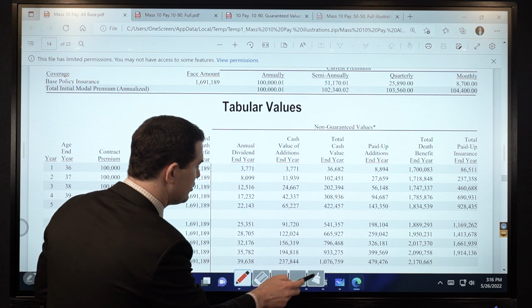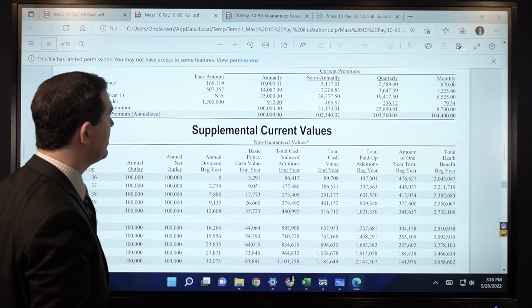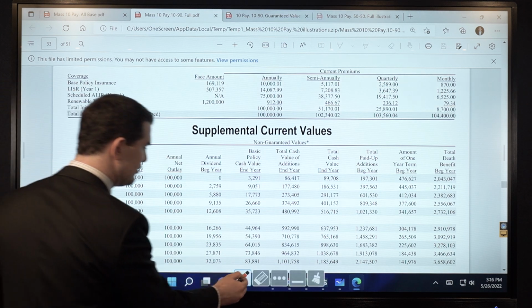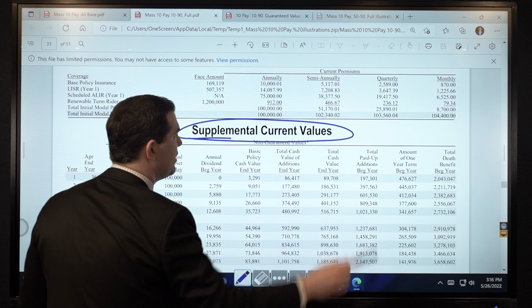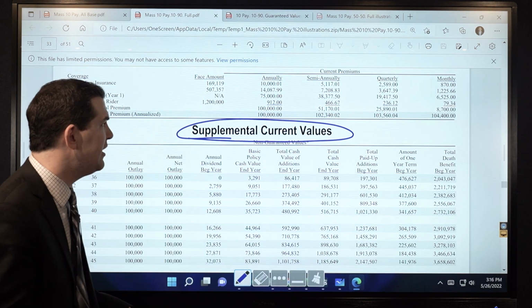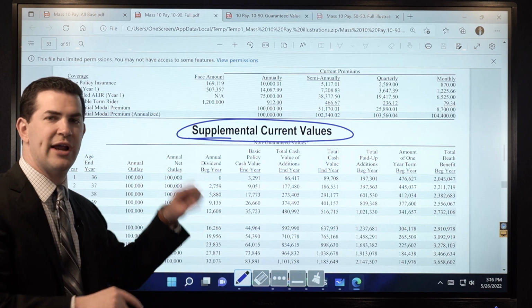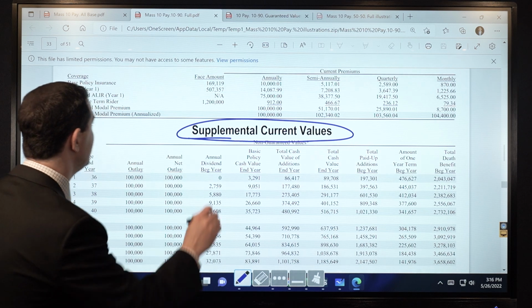Now, let's look at another design here. We've got all of them up here, but let's take a look at the 1090 design. So we've got a custom report as we've got different riders here. This is why it says supplemental current values, and the other one said tabular values. If you'd like to understand more what those mean, I would encourage you to check out this video as we go through the difference on those two terms in an illustration.